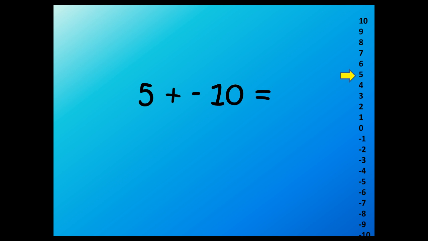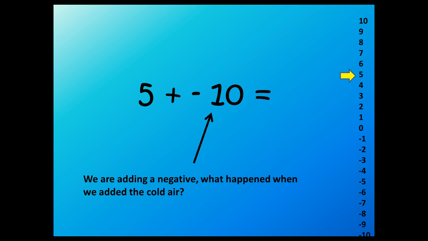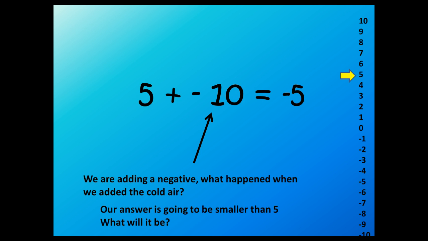What about adding minus 10, or adding cold air? So we're at 5 and we're going to add cold air of minus 10. Is it going to be warmer or colder than 5? It's going to be colder than 5. So how much colder than 5? Well, we're going to go down 10, like that, down to minus 5. And always remember that there's a 0 in your number line as well.